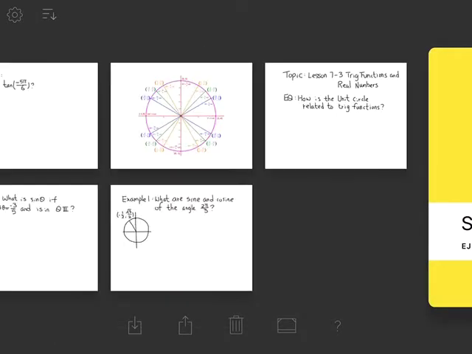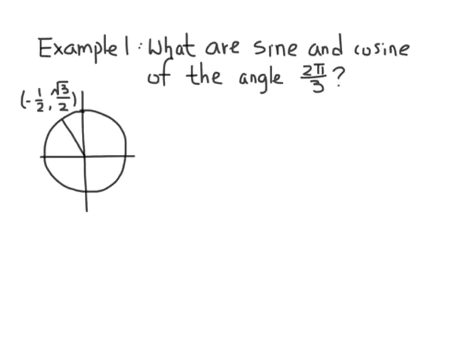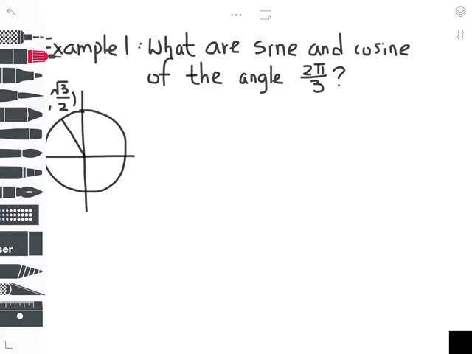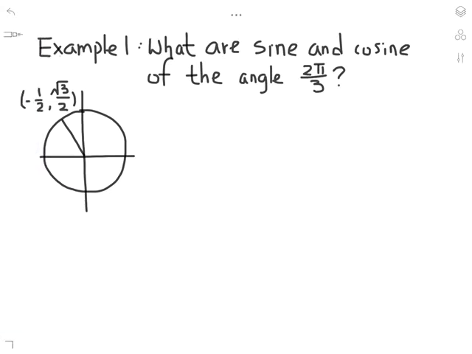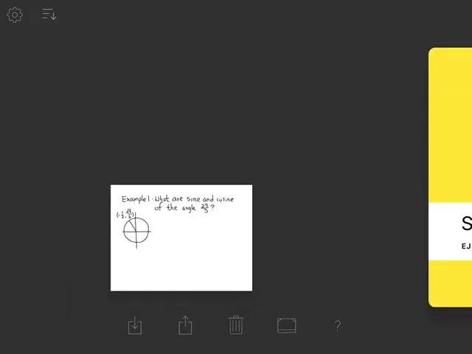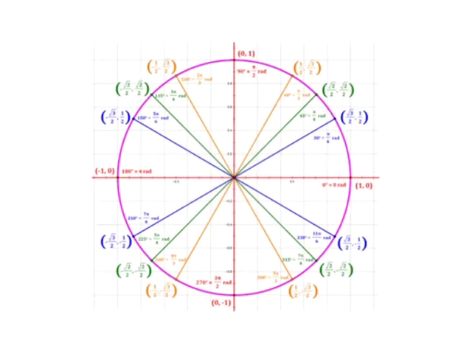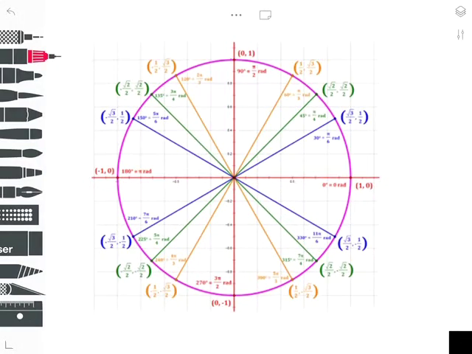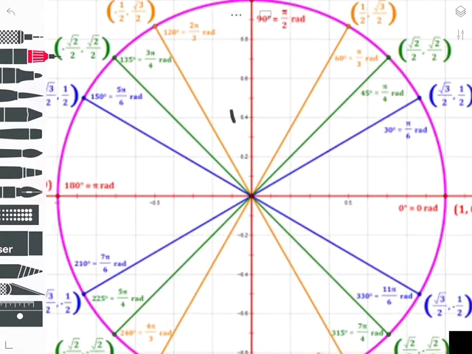Now let's take a look at example number 1. What are sine and cosine of angle 2 pi over 3? Again, let me bring up the unit circle graph. As I mentioned, you want to memorize it so that you don't have to rely on using the Pythagorean theorem.